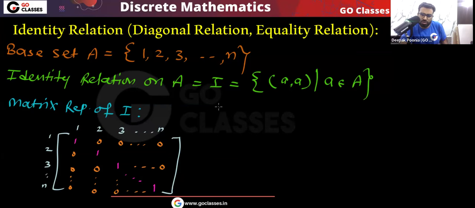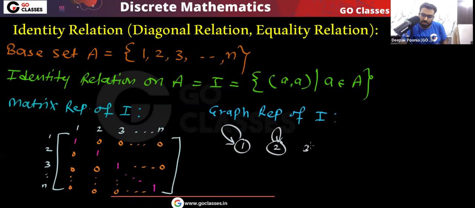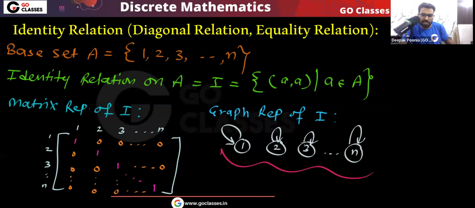What will be the graph representation of identity relation? Very simple. In the graph representation, only self loops will be there. One is related to one, two related to two, three related to three, and so on, n related to n. All the self loops will be there, and only the self loops. No other edge will be there. Very simple.